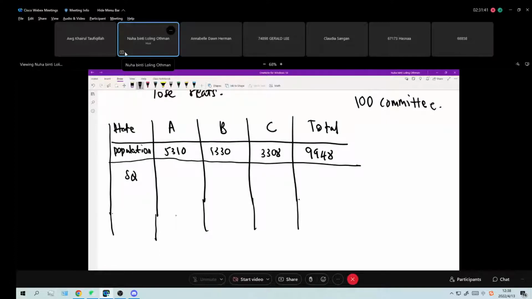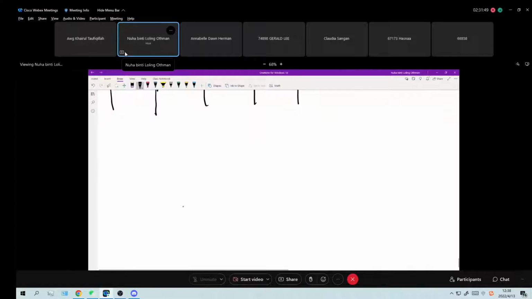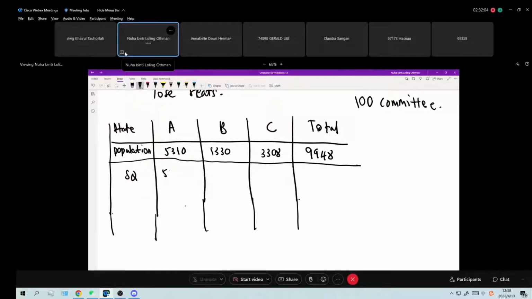So you find the standard quota first. Find the SD, of course. SD is equal to 9948 divided by 100, so you get 99.48. Then the standard quota is 53.378, 13.370, 33.253, and this will give you 100.